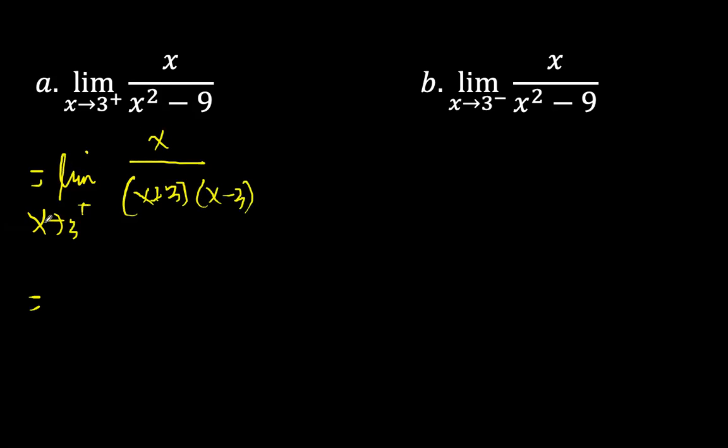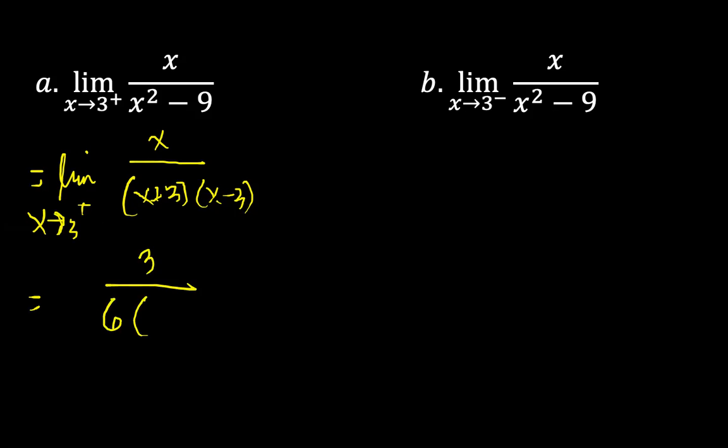When we say as x approaches 3 from the right, we are considering values of x which are greater than 3 but close to 3. Examples of that are 3.00001, 3.001, 3.01, and so on and so forth. So if x is approaching 3 from the right, therefore x here becomes 3, and here becomes 6.